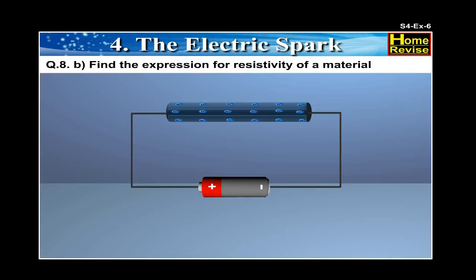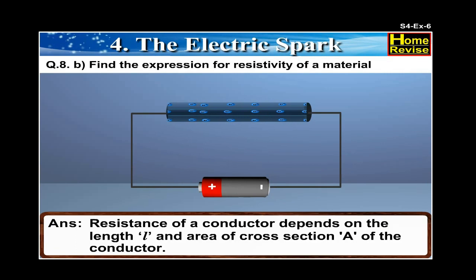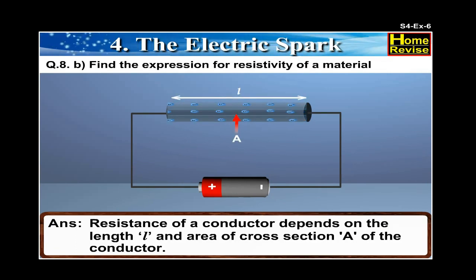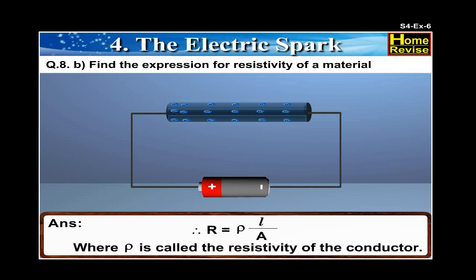B. Find the expression for resistivity of a material. Answer. Resistance of a conductor depends on the length L and area of cross-section A of the conductor. R is directly proportional to L and R is inversely proportional to A. Therefore, R is equal to rho L upon A, where rho is called the resistivity of the conductor.